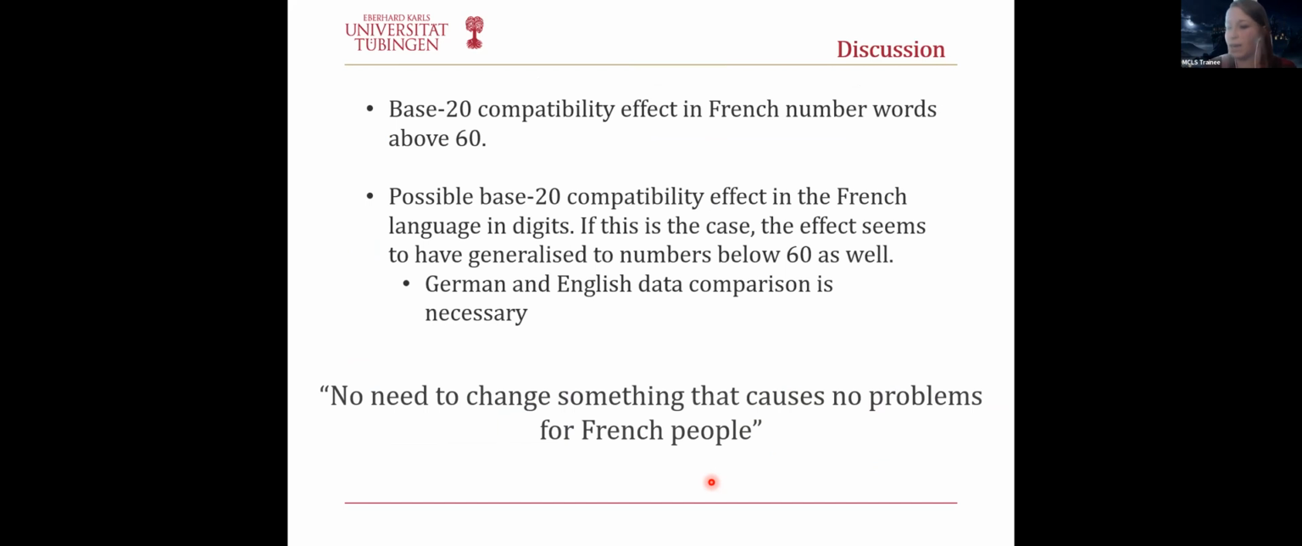So very quickly to conclude, we found a base 20 compatibility effect in the French number words above 60, not below. And there is still a possible base 20 compatibility effect in the French language in digits, which we do find, although we also find it in the numbers below 60. So if this is a base 20 compatibility effect, then it seems to generalize to numbers below 60 as well. And in order to conclude on this, we'll be able to control for German and English data and compare.